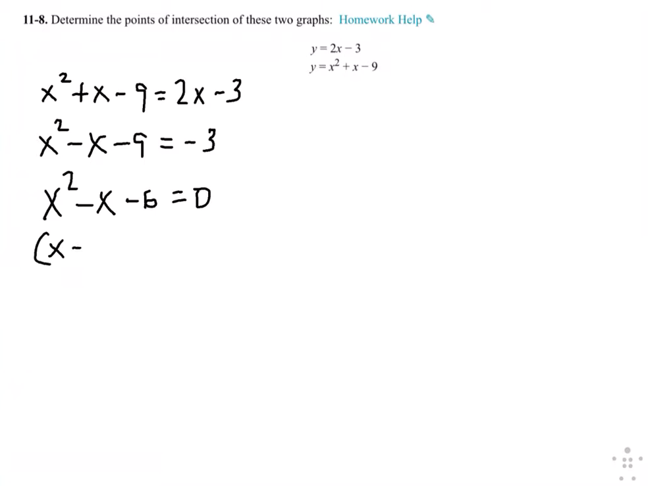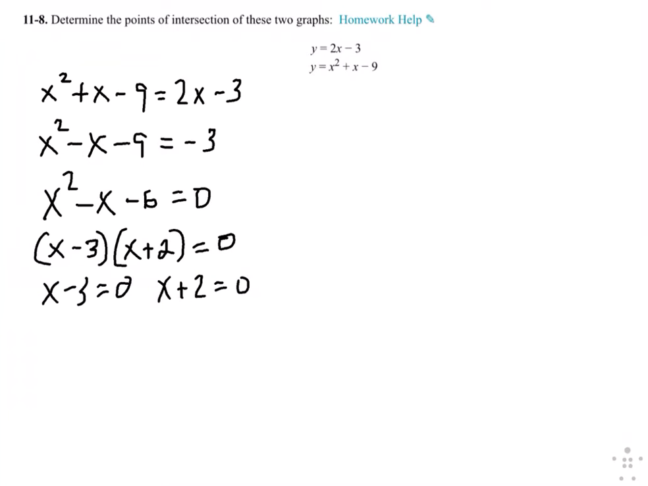So we have x minus 3 times x plus 2, right? Because negative 3 times 2 is negative 6. Negative 3 plus 2 is negative 1, so the middle term works. Okay, so the zero product property says x minus 3 is 0, or x plus 2 is 0, so x equals 3, or x equals negative 2.